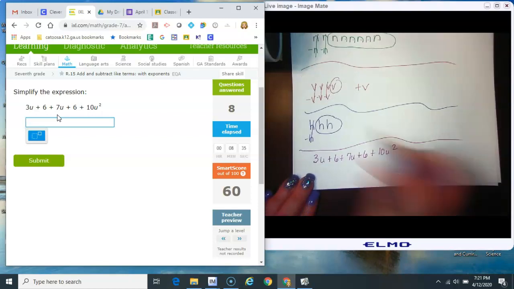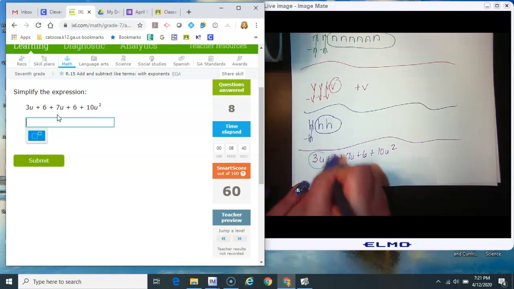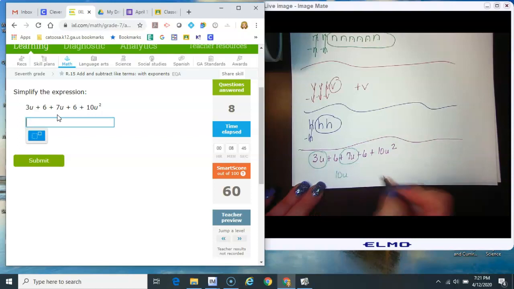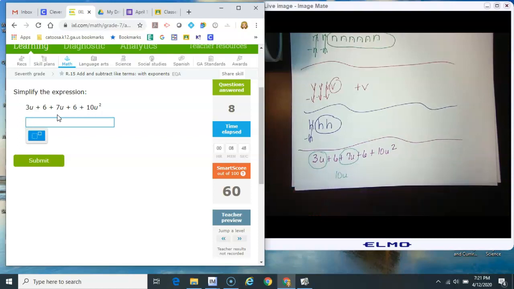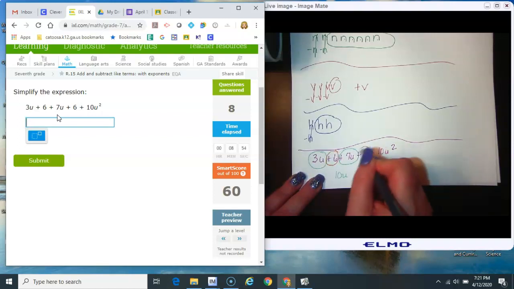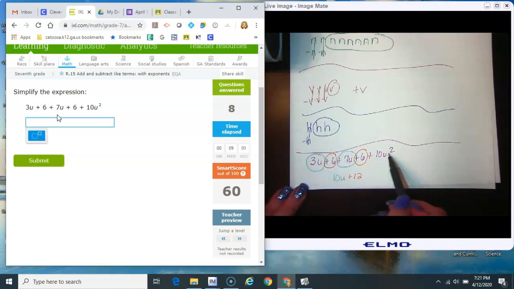So if I were to start here, let's use a different color. So I have 3u's plus 7u's is 10u's. And then I can say a positive 6 plus another positive 6, right? Catch that sign in front of it. That's plus 12. And then there's nothing to go with this u squared, nothing to combine it with. So I just say plus 10u squared. That's my answer. It would not matter what order I put that in.